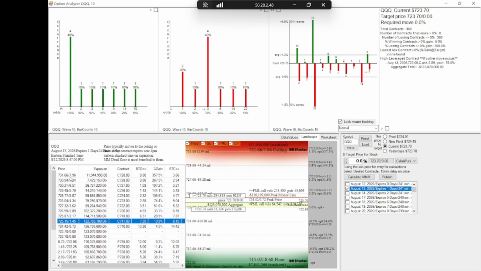And then over here on the left, just to cover what this is right here, it's showing you each price level that's on this chart. It's showing you the associated exposure. What is the most optimal contract for that? The buy to open, percent gain, the sell to close.